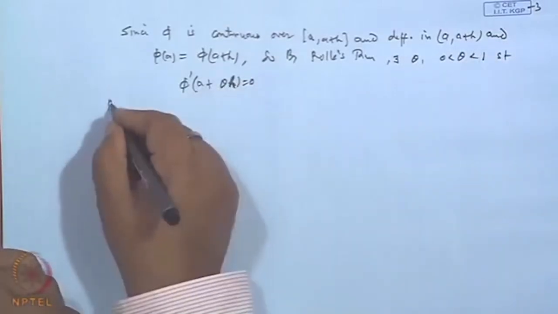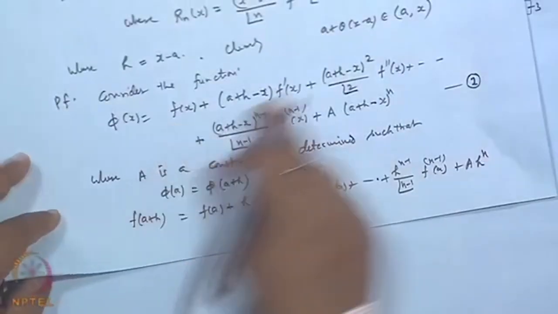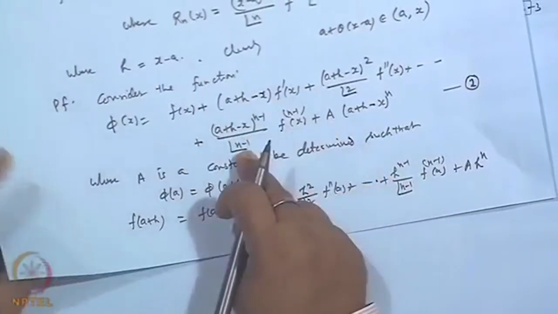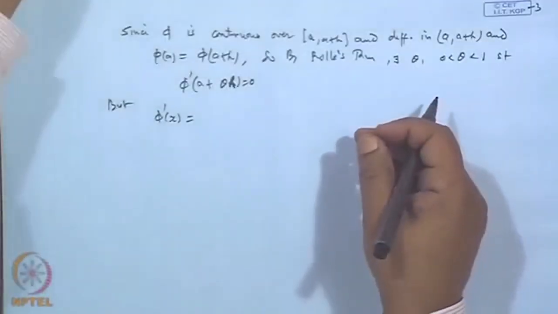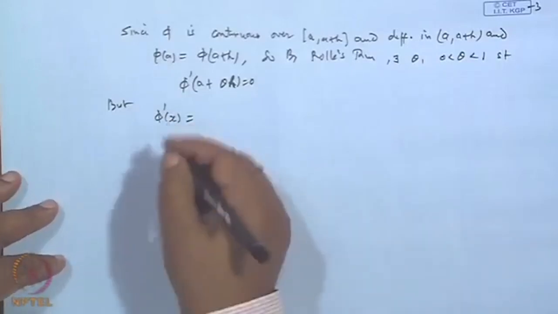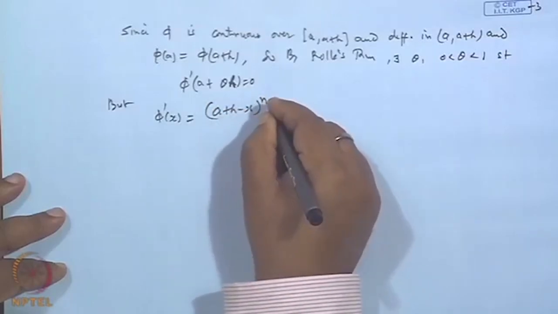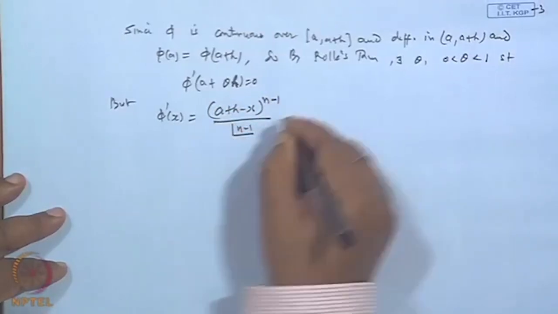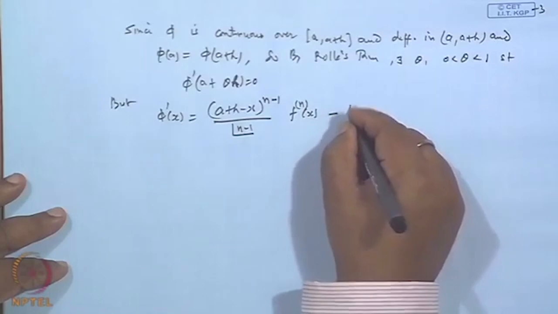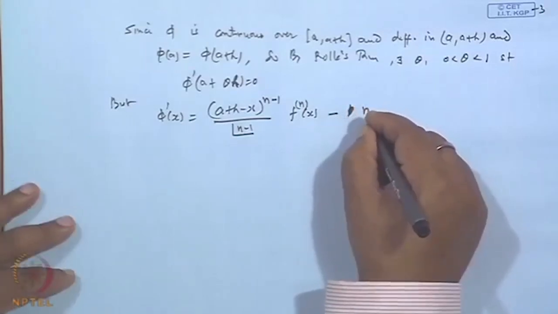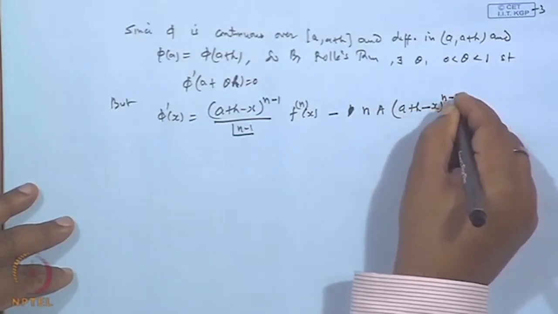Okay. But what is phi prime x? If we just differentiate it, you will see many terms get cancelled and only one term remains, where its derivative is taken, and the rest cancel telescopically. So we finally get the value as (a + h - x)^(n-1)/(n-1)! f^n(x) minus n A (a + h - x)^(n-1).